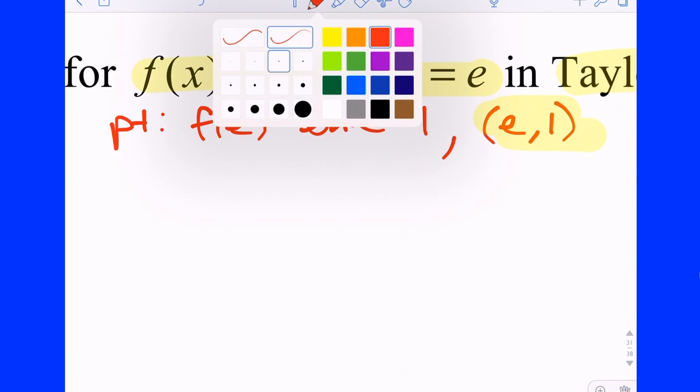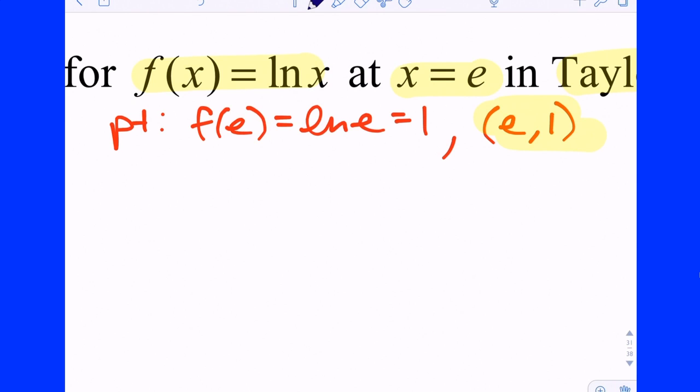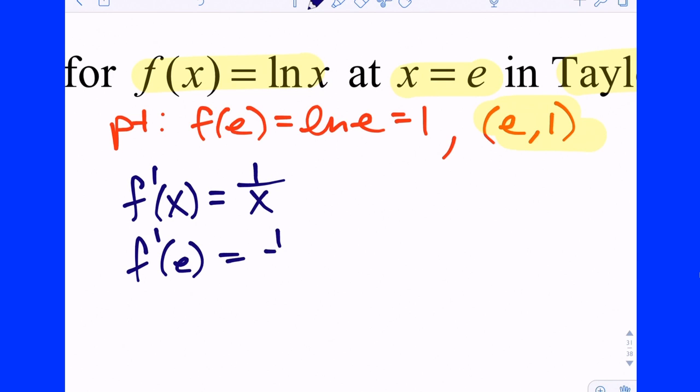Now I just need the slope at the point, and that's the derivative. So before I can find f prime of e, I need to find f prime of x. And get in the habit of showing that even if it's a real easy function, like the natural log of x, what's its derivative? 1 over x. And then f prime of e, you get 1 over e.